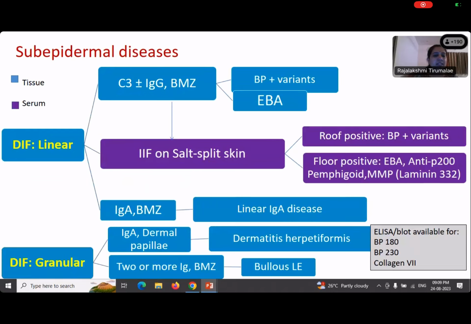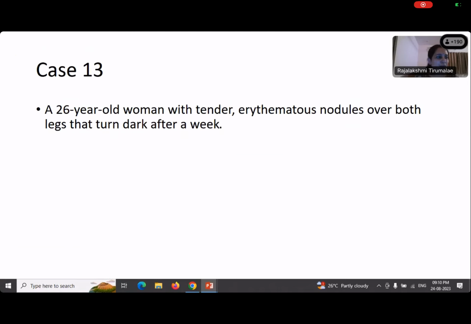Now coming to subepidermal blistering diseases, it's a little more complex. I'm just talking about the autoimmune subepidermal blistering diseases. You look at whether the pattern is linear or granular, and then again you could use the salt split skin if you have a doubt between bullous pemphigoid or epidermolysis bullosa acquisita and some of the rare variants of bullous pemphigoid. Okay, I'm not going into the others for lack of time. So any comments from the chairpersons? So we can go ahead.